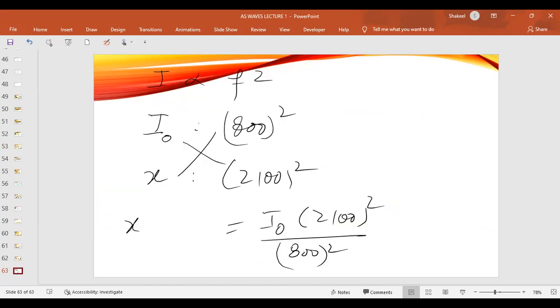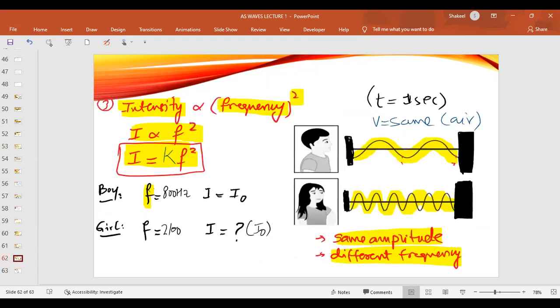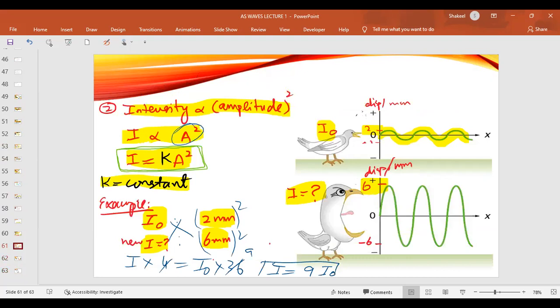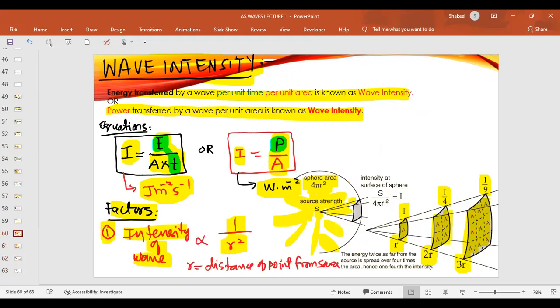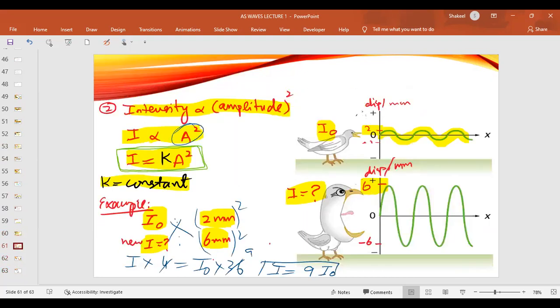Is it clear? Only 3 factors are there. The first factor is the distance, the second one is the amplitude, and the third one is the frequency.